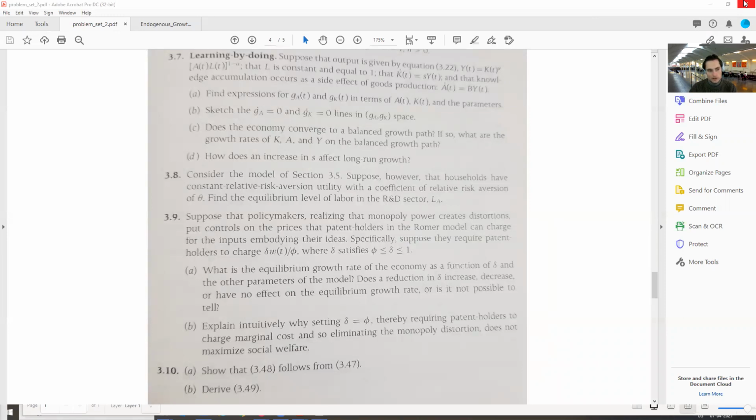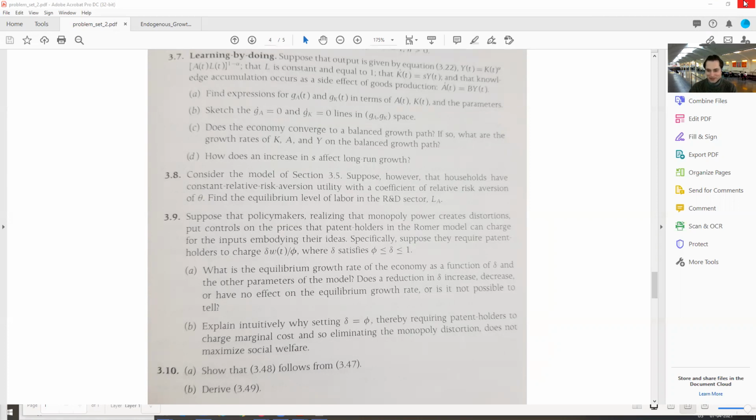Okay. So the question says, how is that going to affect the equilibrium growth rate of the economy as a function of delta and the other parameters of the model? Does a reduction in delta increase, decrease, or have no effect on the equilibrium growth rate? Or is it not possible to tell? Okay, so that's part A. And then part B says, explain intuitively.